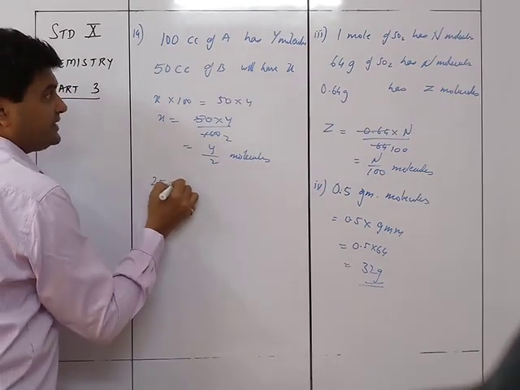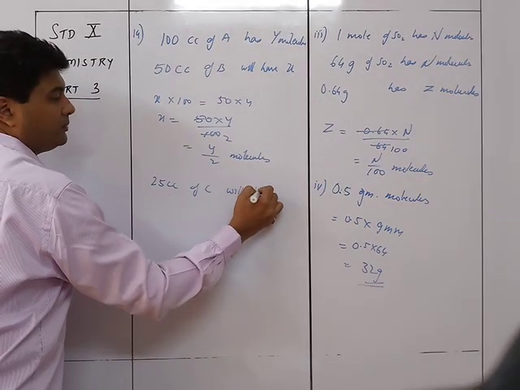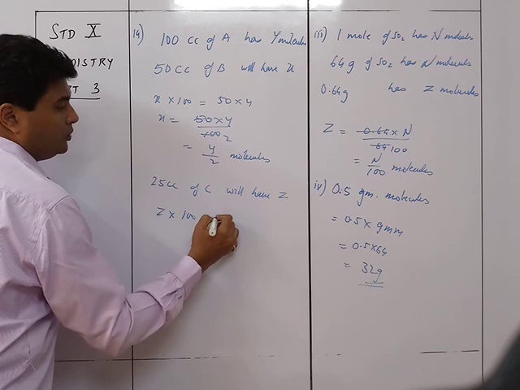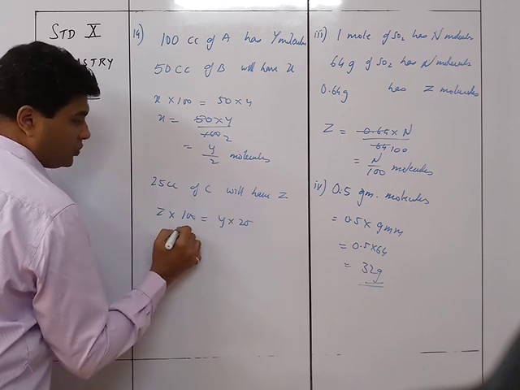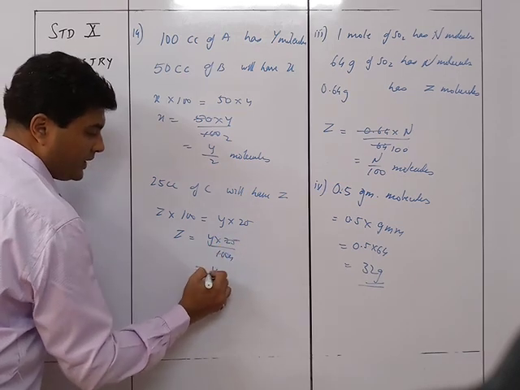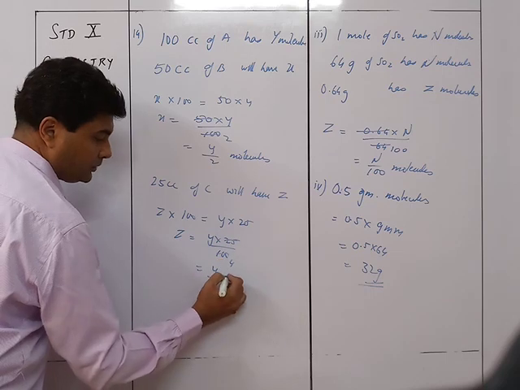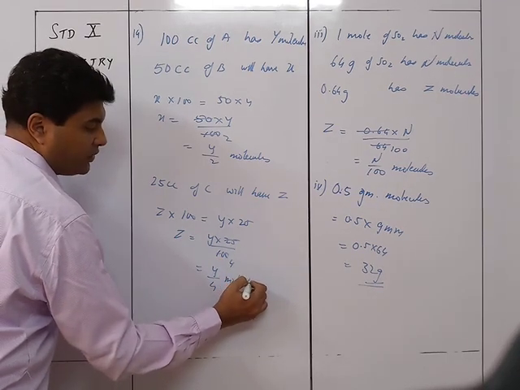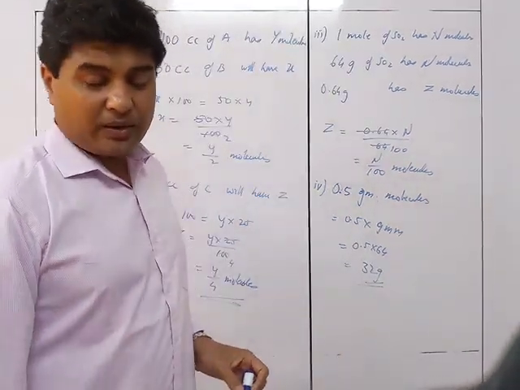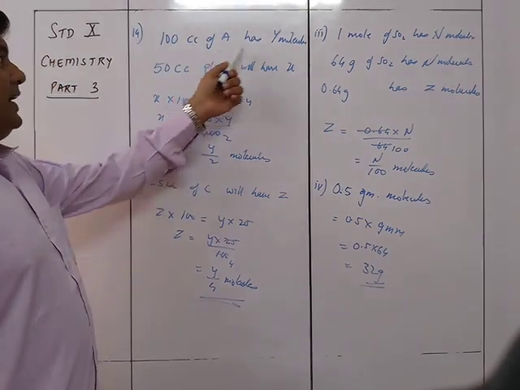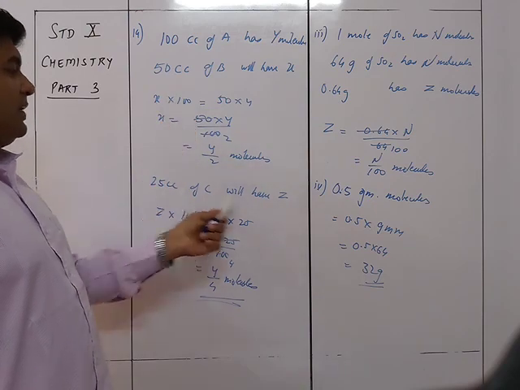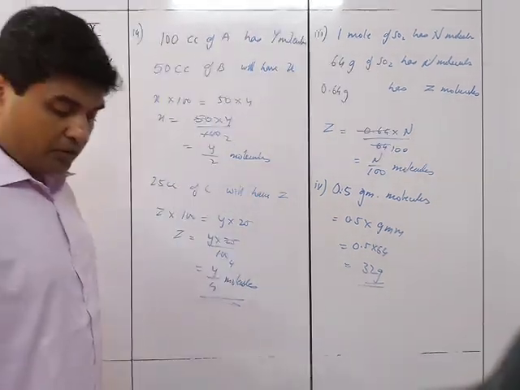Similarly, 25 cc of C will have Z. So Z into 100 is equal to Y into 25. So Z is equal to Y into 25 upon 100, that is equal to Y upon 4 molecules. This is how you are going to calculate using Avogadro's law: at equal volumes, equal number of molecules are in them. So if 100 cc has Y, then 50 cc has half of that. 25 cc will be half of this 50 also. So it is 1 upon 4, or Y upon 4.